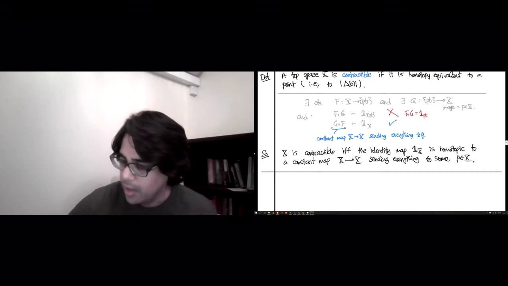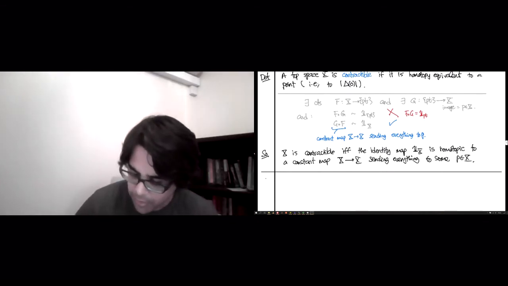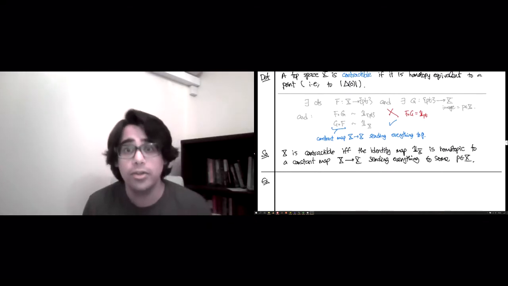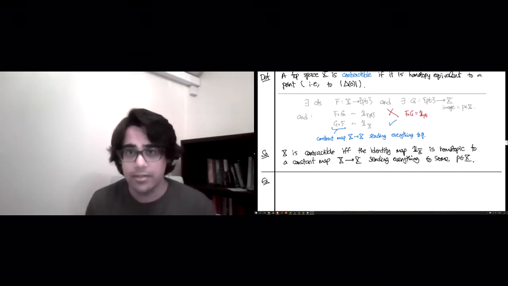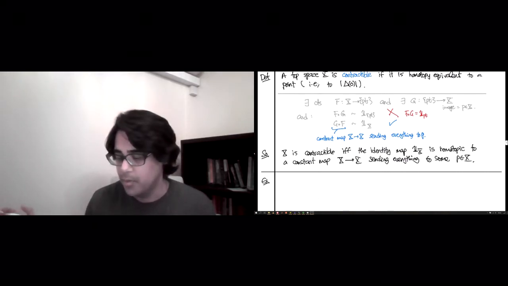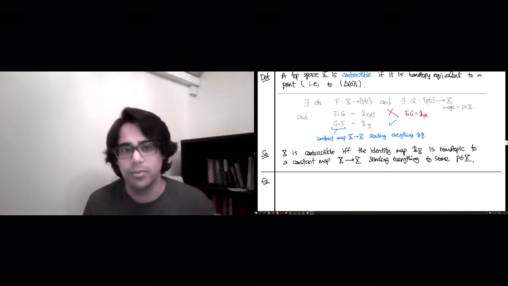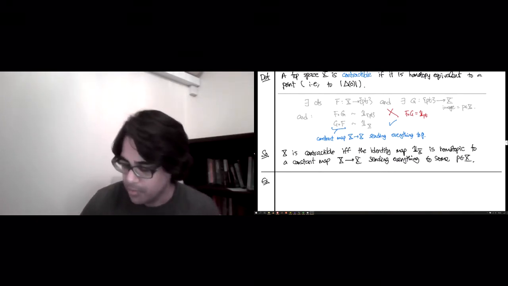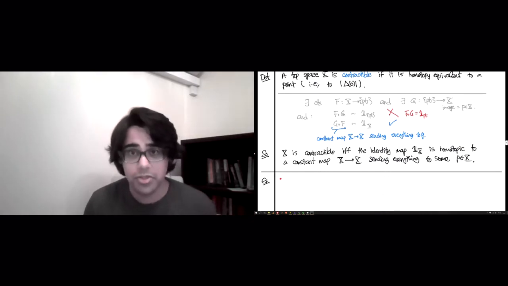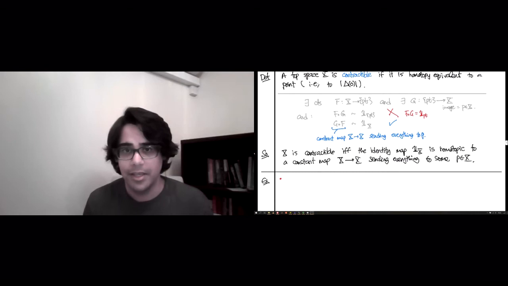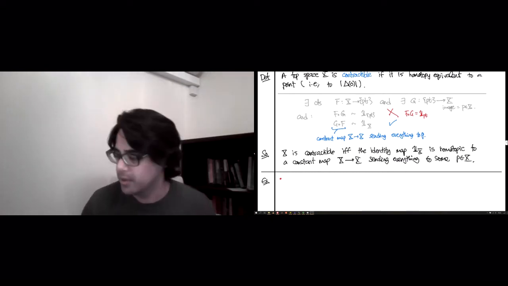Okay, good. Let's see some examples of contractible spaces, and I'm not going to prove any of these are contractible right now. We're going to build the tools we need to prove these are contractible later. But it's important to start storing them away. You will need a large database of contractible spaces in order to use the tools that we're going to build.